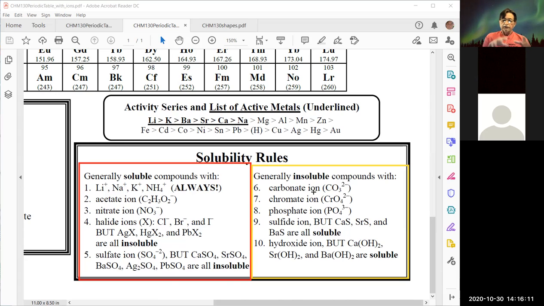Okay, let's talk about the insoluble column first. With respect to 6, 7, and 8, these are the anions. So any compound that is bonded to these three anions here, the carbonate, the chromate, and the phosphate, is insoluble, okay? Insoluble, except if those are bonded to the big four.